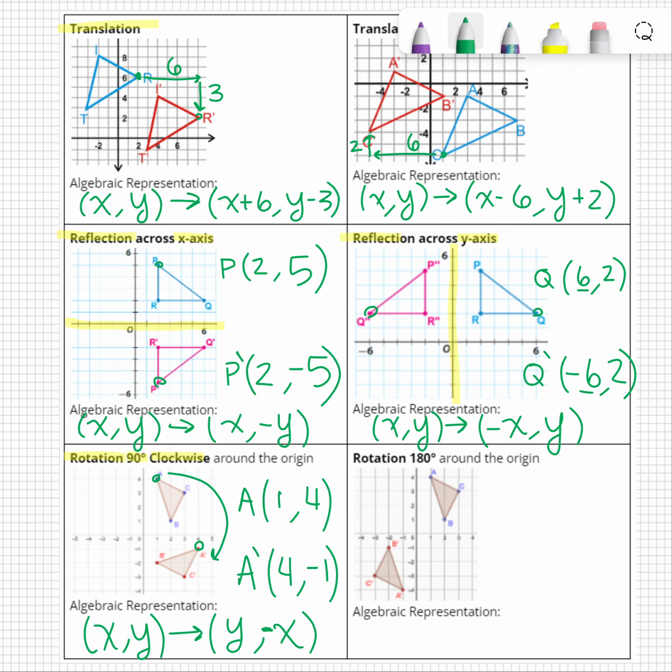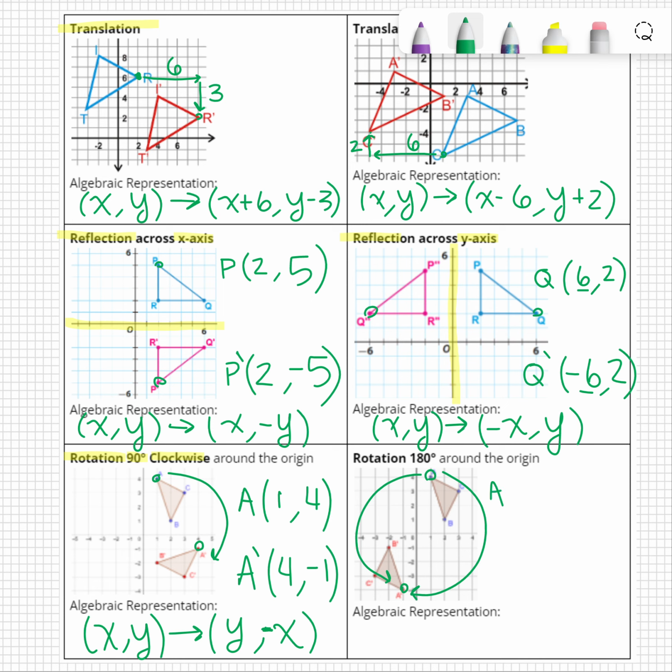Last one, a rotation 180 degrees. So in this case, if you start at point A, it is going to rotate all the way around a full half circle and end up right there at A prime. And with 180 degrees, it doesn't matter if it's clockwise or counterclockwise, because it ends up in the same place.